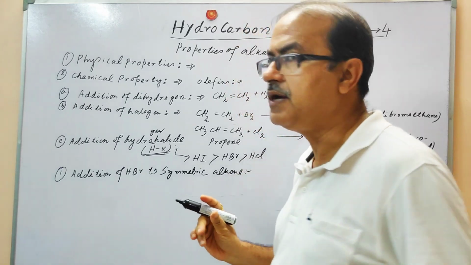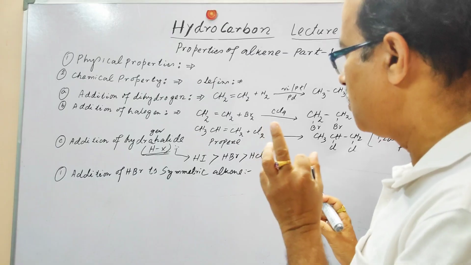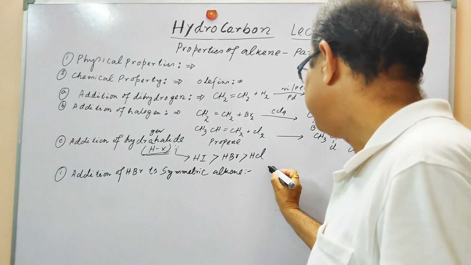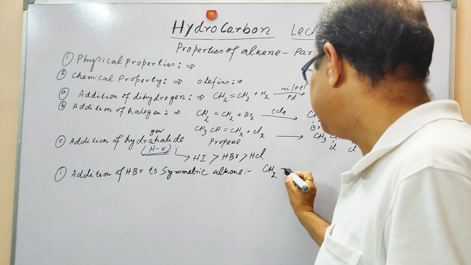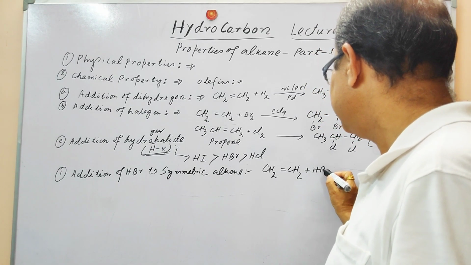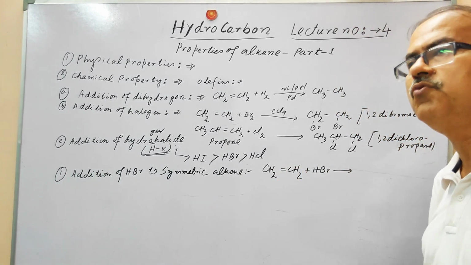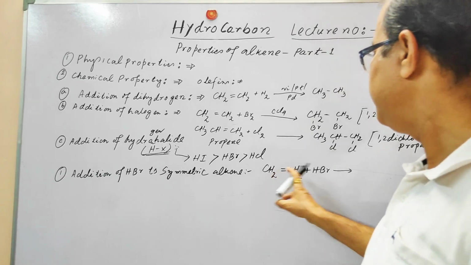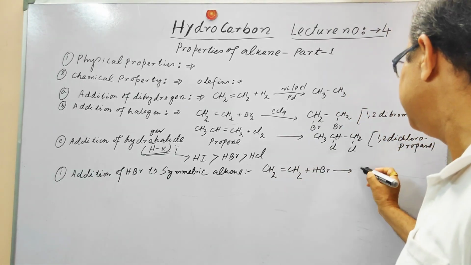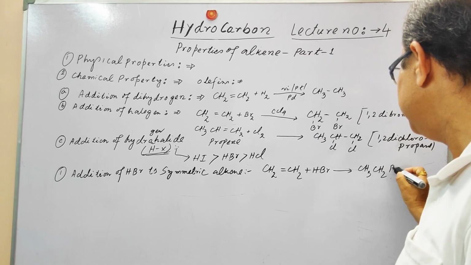In a symmetric alkene, we know that there is the same group on both the carbon atoms of the double bond. For example, in this reaction we are taking ethene and HBr. Here you can see there is no problem of whether hydrogen or bromine adds where. If we put this bromine here or there, the product will be the same.